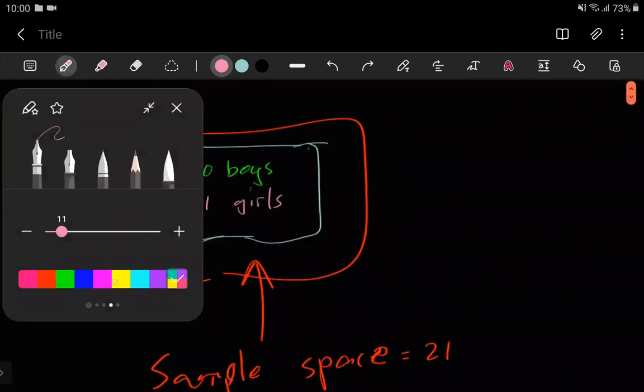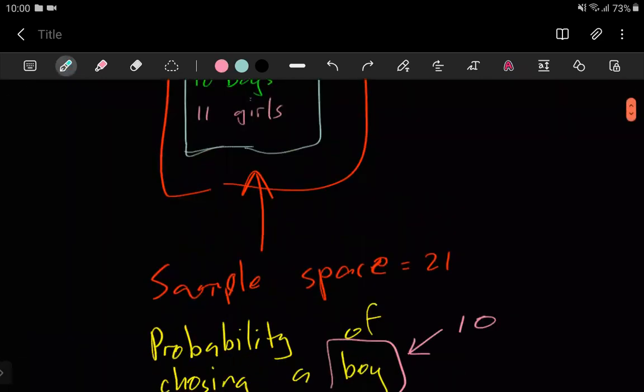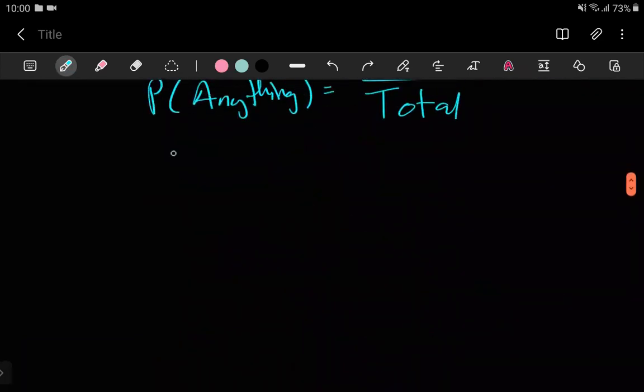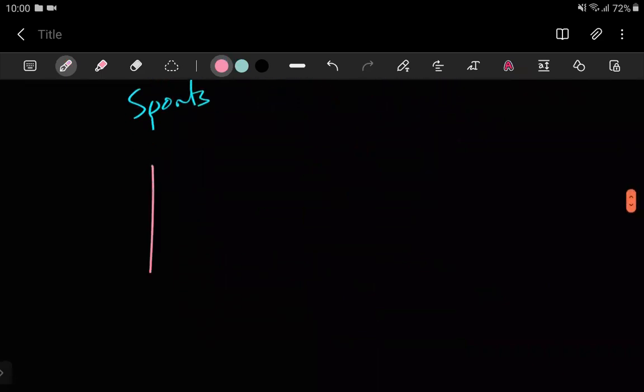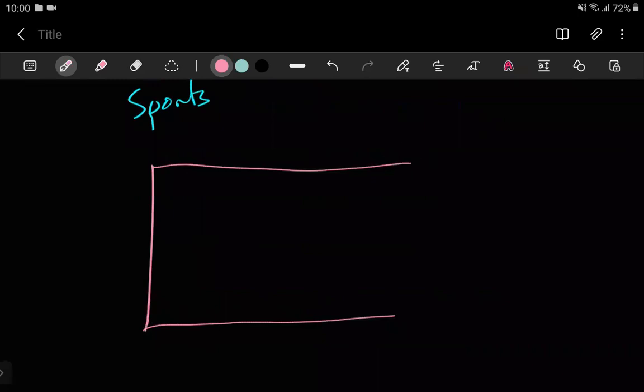Now, we know that with probability, it can also go one step further, maybe where you're dealing with different kinds of things, maybe something like sports. Say you have sports, and then within these sports, let's draw a Venn diagram. We'll explain more on a Venn diagram soon, but this is a Venn diagram. I'm not done drawing it.